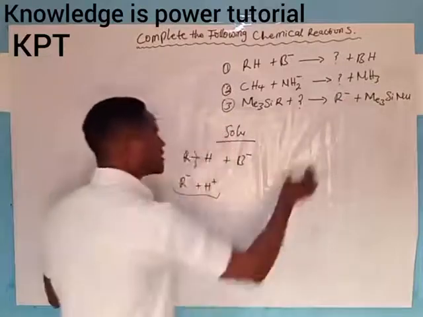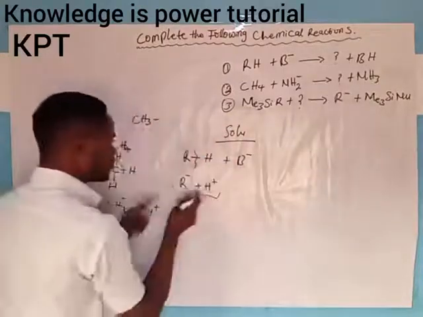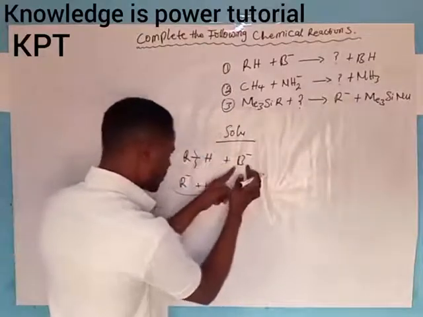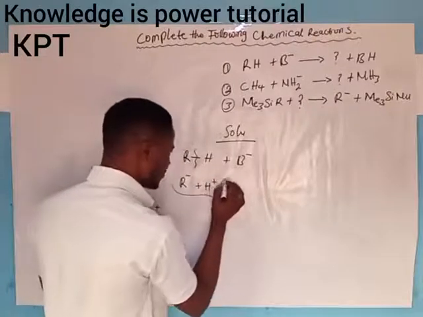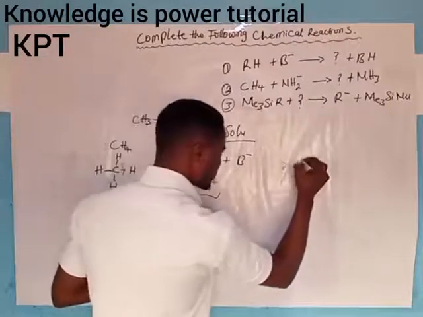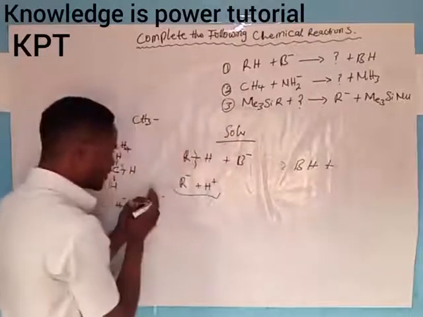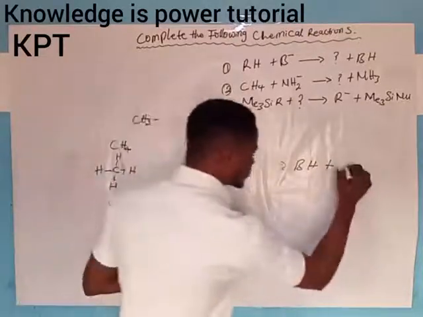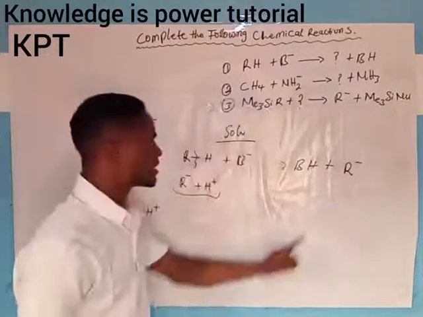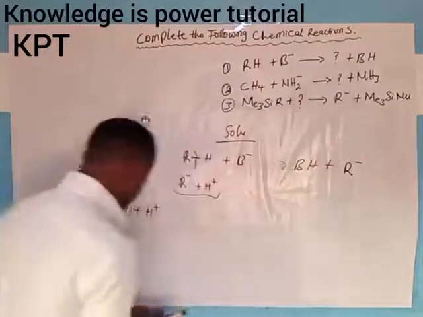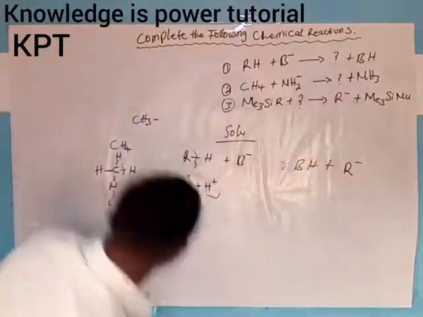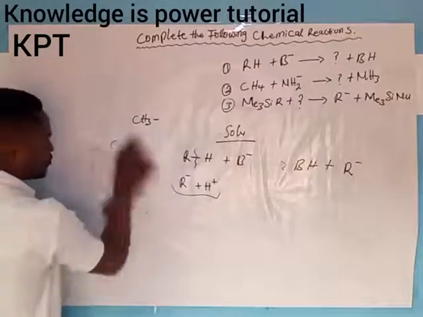So the question now is, what will be here? Remember, therefore, these 2 things reacted with this to now give us BH plus that which will be remaining, plus R minus. So it therefore means that R minus will be here. Okay, let's quickly run through the second one.